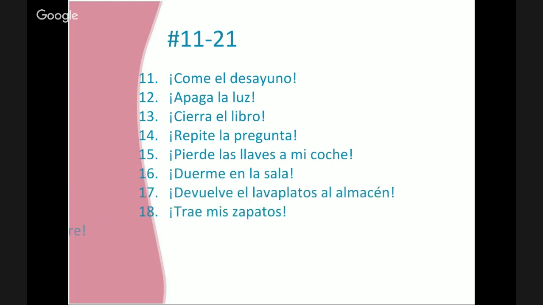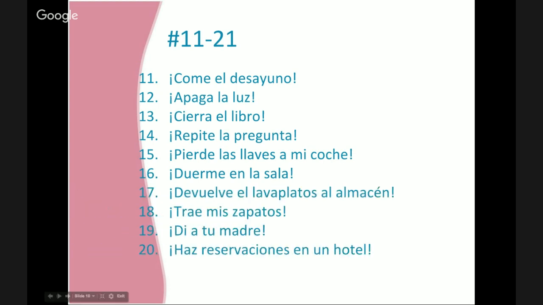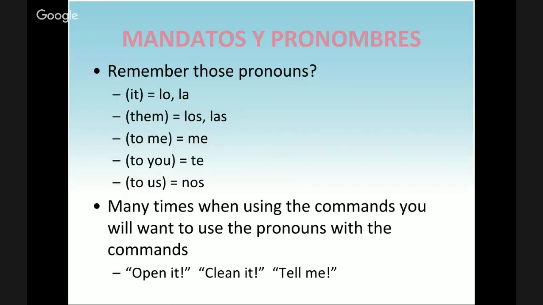And then towards the bottom here, I believe you can see talk to your mother, make reservations at a hotel, the irregulars. A lot of times for mandatos, you will include pronouns because if you're yelling at someone, you wouldn't say do the homework. A lot of times we just say do it or play it or bring me them. You use these little pronouns for it and them, to me, you, us.